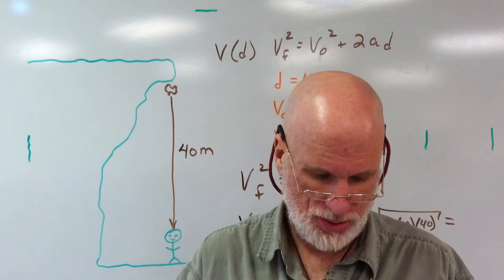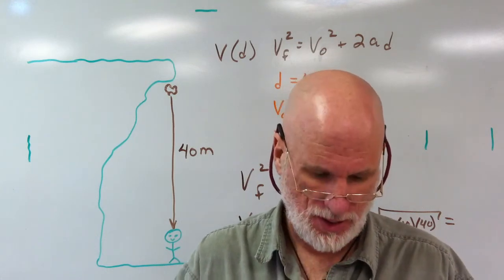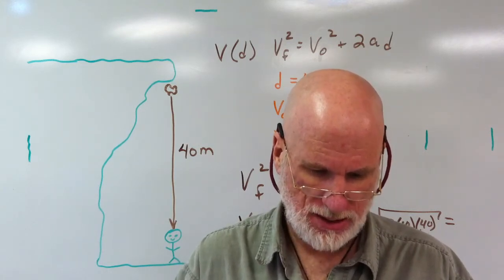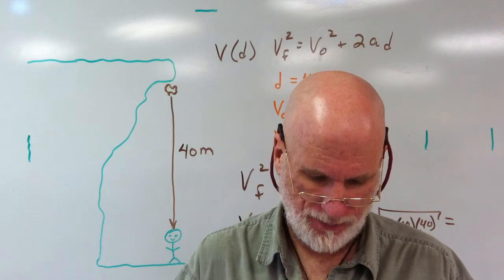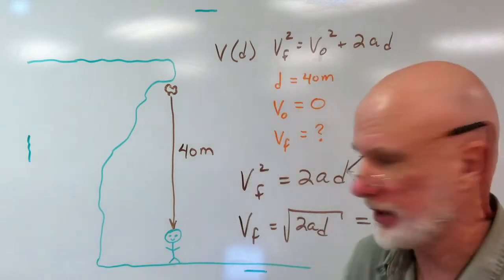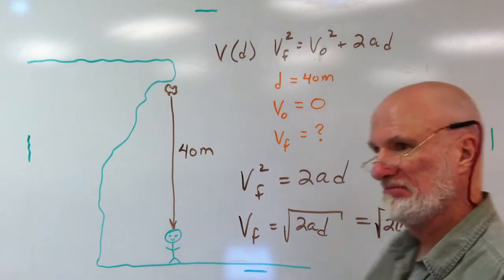Root 800. Oops, got to turn it on. Root 800 is 28 meters per second. 28 meters per second.